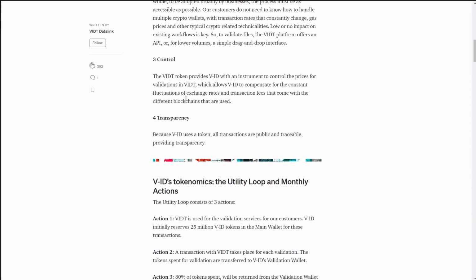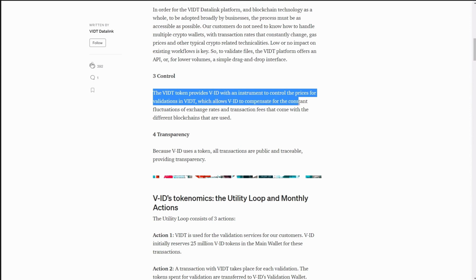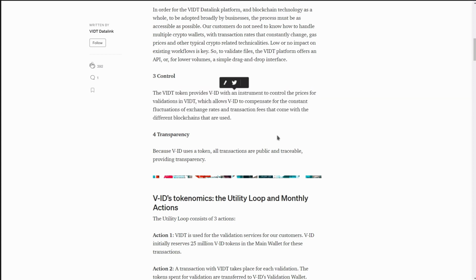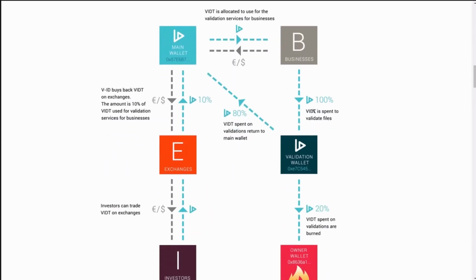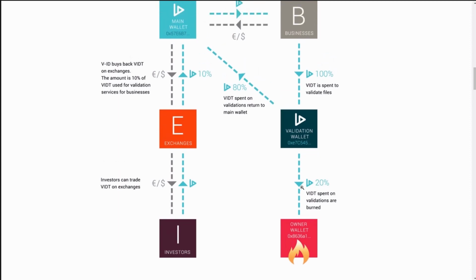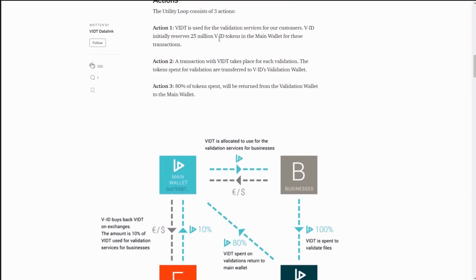Moving on to the VIDT token, here is what they say about it. The VIDT token provides VIDT with an instrument to control the prices for validations in VIDT, which allows VIDT to compensate for the constant fluctuations of exchange rates and transaction fees that come with the different blockchains that are used. If we take a look at this flowchart, you can see that when a file is verified, 80% of the spent token will be returned to the main wallet for future validations, and the last 20% of the spent tokens will be burned. Also, VIDT will always hold around 25 million VIDT for the validation process.